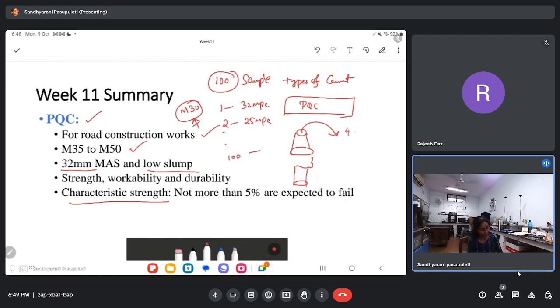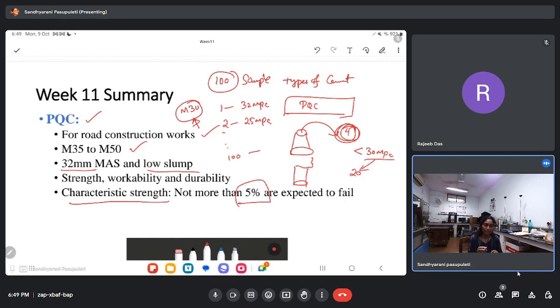There are 4 samples which are having the strength less than 30 megapascals. Even though we are assuming the strength to be 30 megapascals, there are 4 samples which have only 20. That means their strength is less than 30. It is okay. So the code says that we can actually allow 5% of the samples to fail. So that means 95% of the time we should meet the compressive strength.